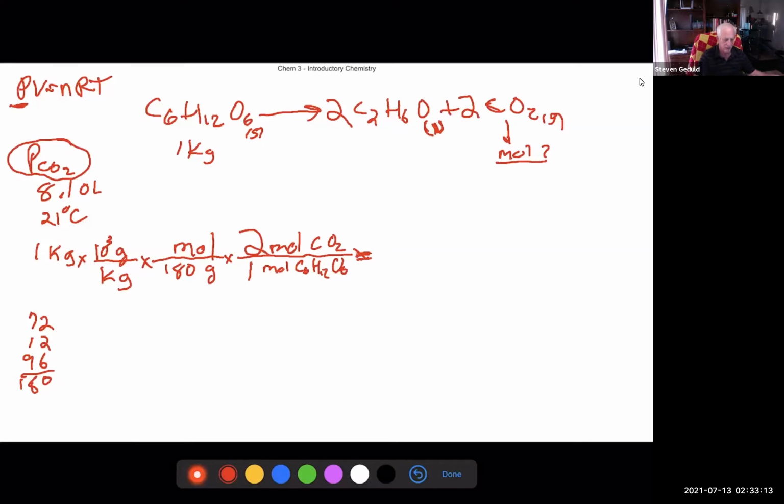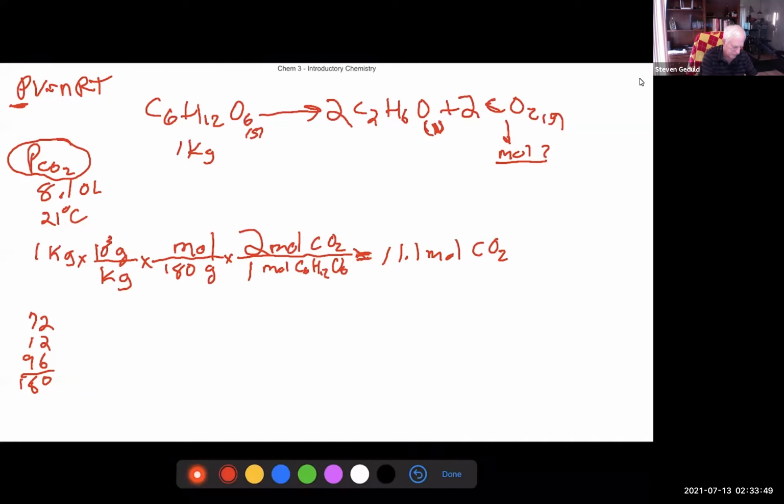Okay, so let's take these numbers here. We have 10 to the third, 2 on the top, divided by 180. Move the decimal point 3 places, and I have 11.1 moles of CO2. Is that what everybody else got? 11.1 moles. It's actually 2,000 divided by 180. That's what it actually comes out to. So let's double check it here. Divided by 180 equals 11.11. Perfect. Got it.